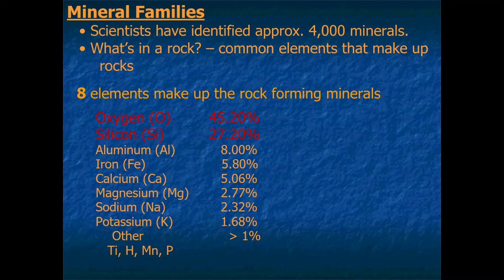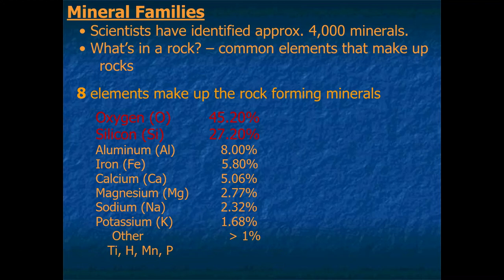Then you see potassium, 1.68%, sodium, and then magnesium, calcium at 5.06%, iron, 5.8%, and aluminum makes up 8% of the elements that make up rock-forming minerals on the Earth's crust. These percentages are what we call by weight, meaning if you could take a sample of the Earth's crust and weigh it, you'd have a little bit of potassium, 1.68%, and 8% of that sample would more likely be made up of aluminum.